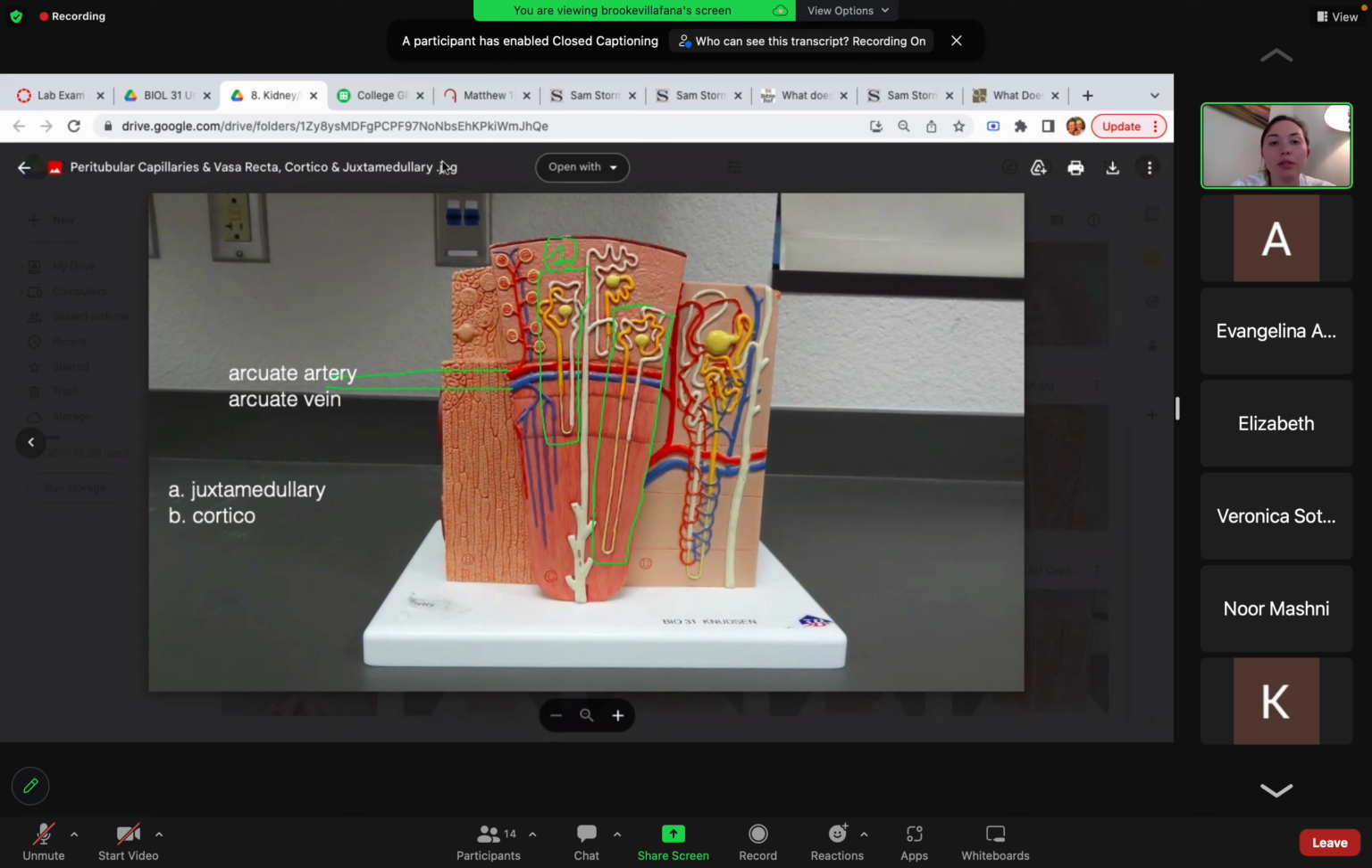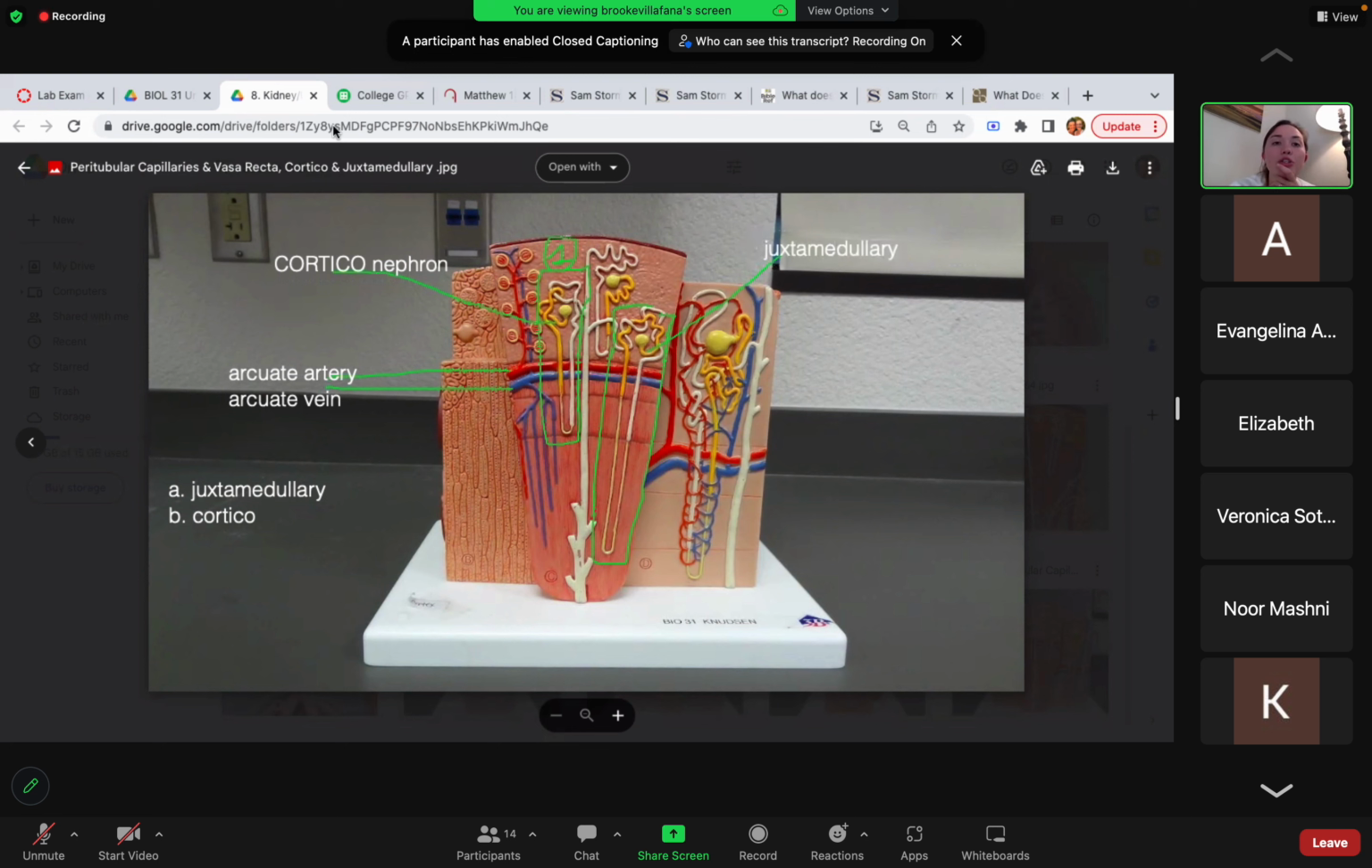Good. So it's cortico. We know it's cortico. Why? Because most of it is in the cortex. So obviously we don't need to label the other one. We know that the other one would then be juxtamedullary. So this is a corticonephron. This one over here is your juxtamedullary nephron.